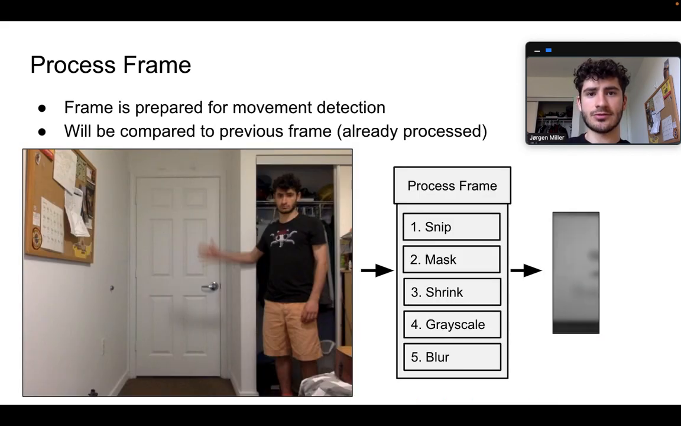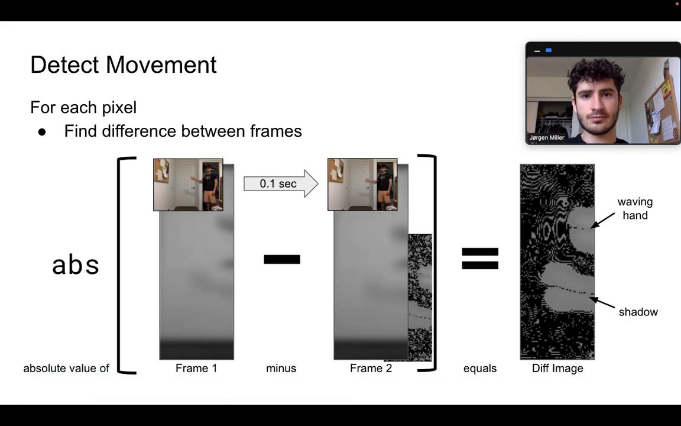After all these steps, the new frame is processed and is ready to be compared to the previous frame, which has already been processed in a previous iteration. To detect movement, I look at each pixel and find the absolute value of pixel brightness change between the two frames. This is the absolute value of frame 1 minus frame 2, and this produces a difference image. This shows the location of differences between the frames.